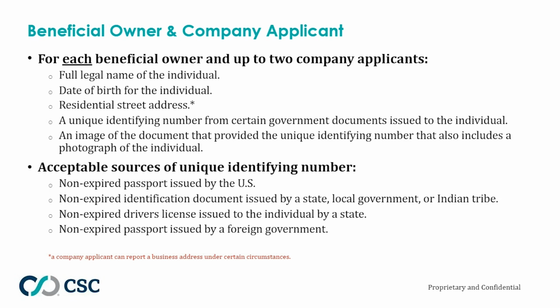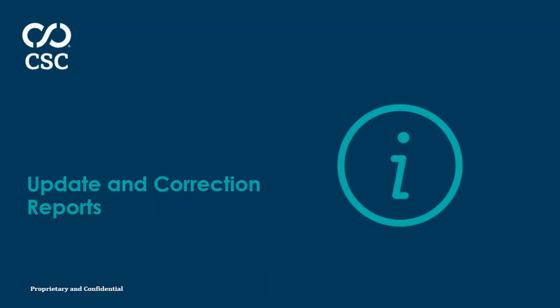Now, under the Act, the acceptable sources of that unique identifying number are a non-expired U.S. passport, a non-expired ID document issued by a state, local, or tribal government for identification purposes, likewise a non-expired driver's license issued to the individual by a state, or if it's a foreign individual, a non-expired passport issued by the foreign government.